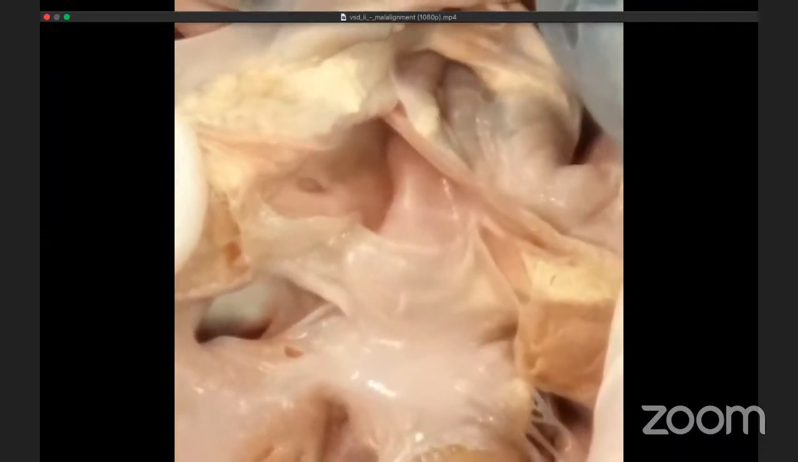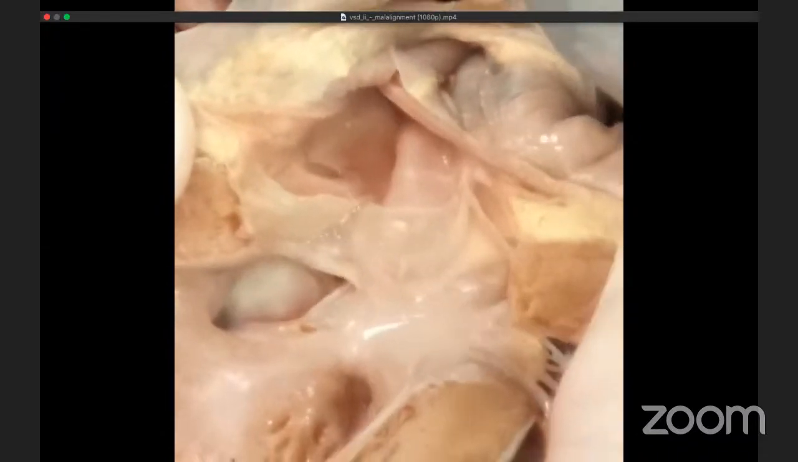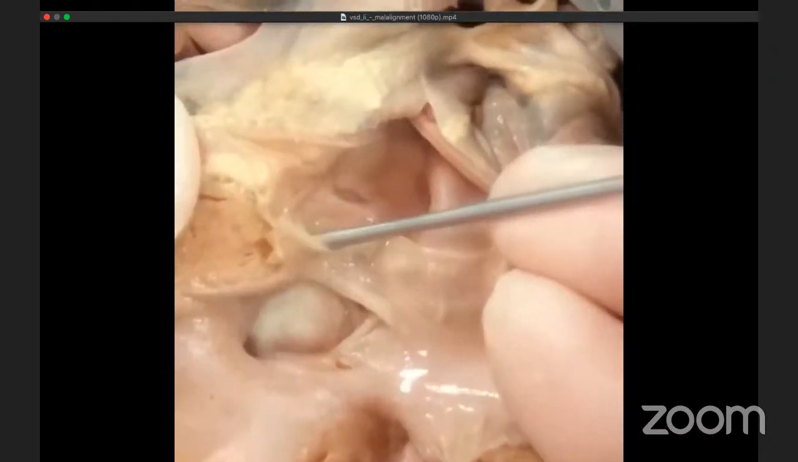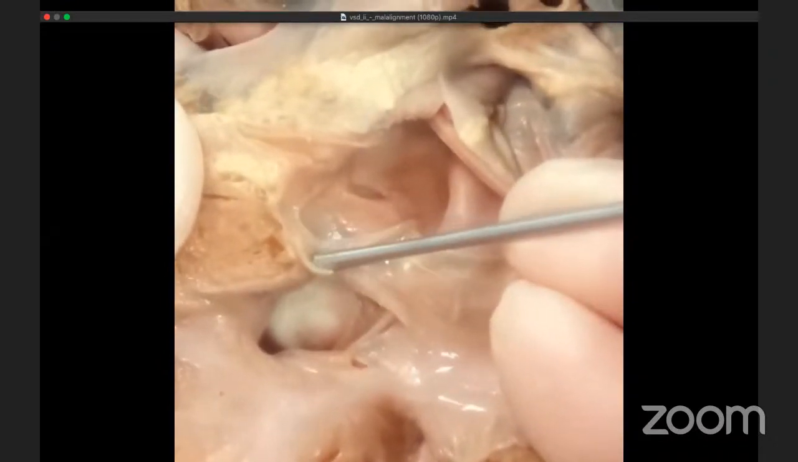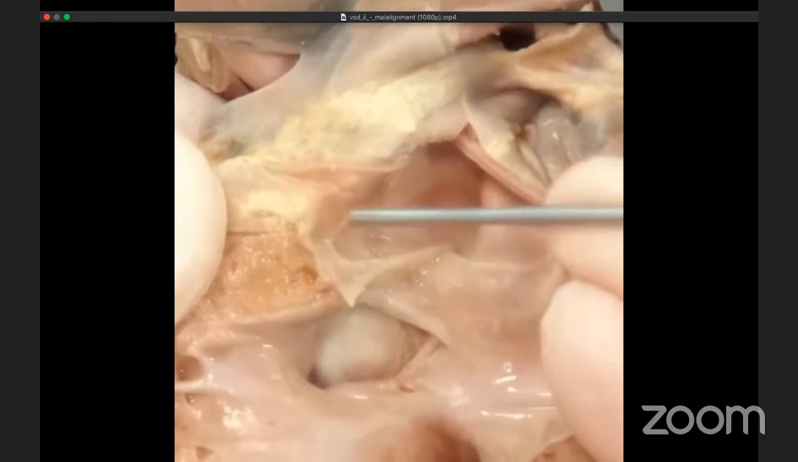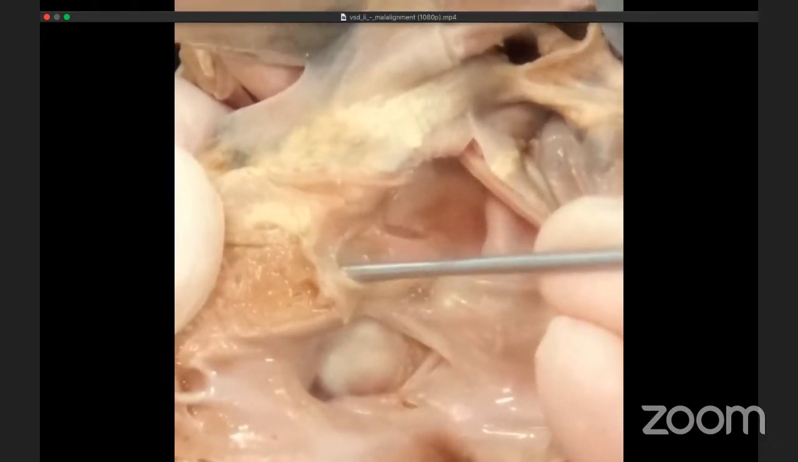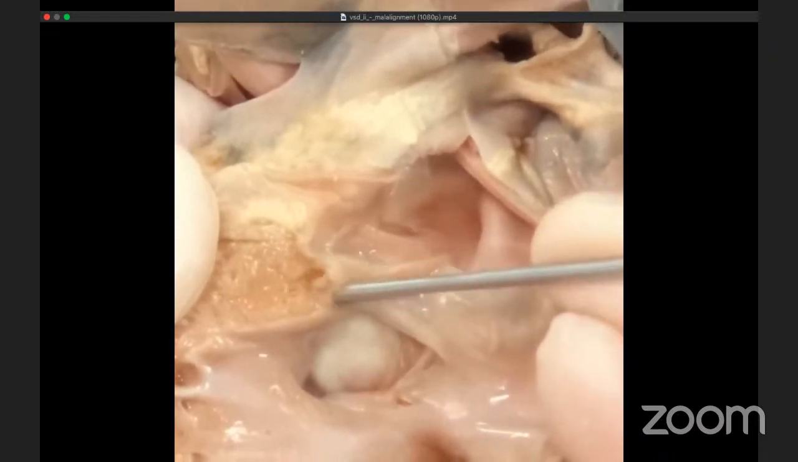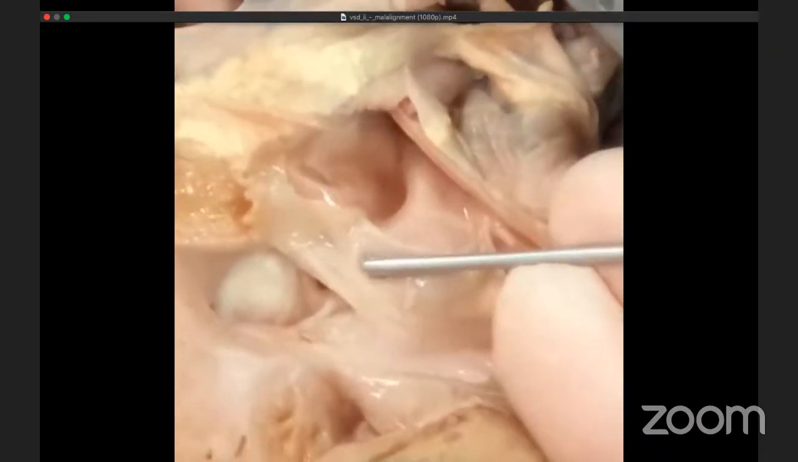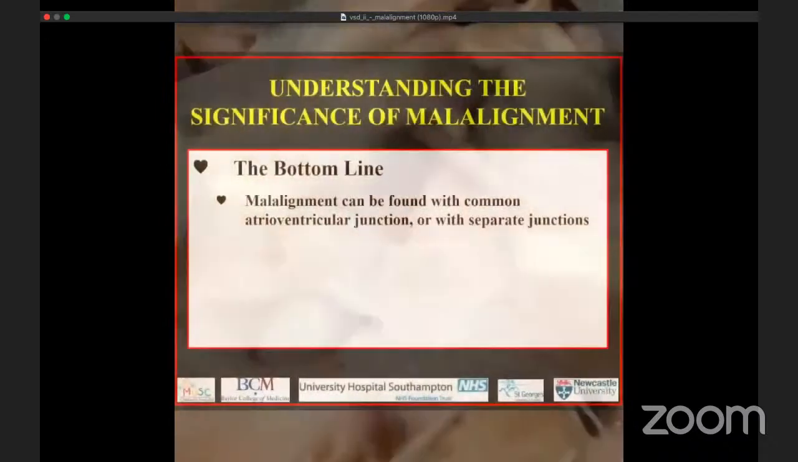Now in this particular example, you can see that there are in fact two leaflets of the aortic valve. So again, this is a bileaflet aortic valve, and there's a raphe there, a fusion point between two of the leaflets of the aortic valve, as we saw in the previous example.